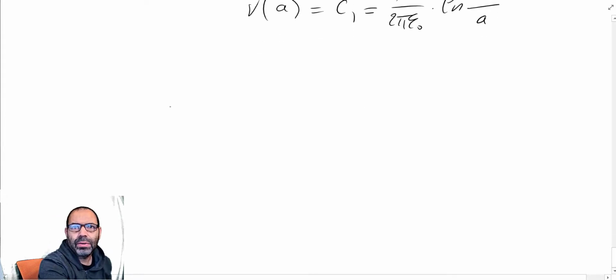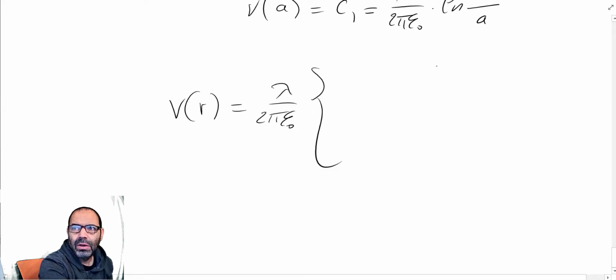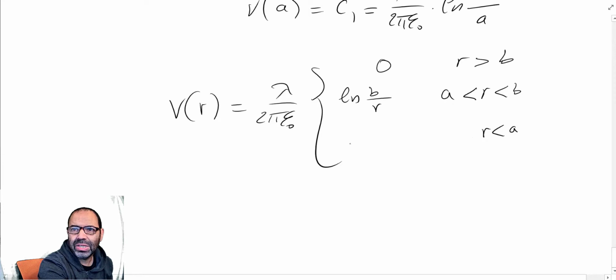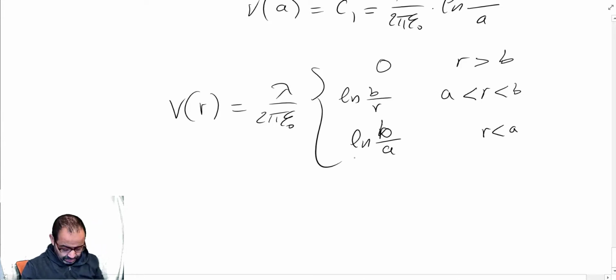So the potential V of r is equal to lambda over 2 pi epsilon naught times, open parentheses: for r bigger than b, it's 0. For r less than b but greater than a, it's equal to ln of b over r. And for r less than a, it's a fixed number, ln of b over a, because a and b are fixed. So that is the potential everywhere in space as a function of distance r.